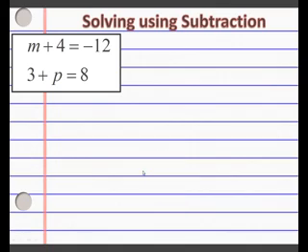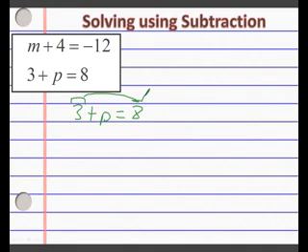So let's try this next problem here. 3 plus p equals 8. Now this time the p's on the right and the numbers on the left, but you're still going to work the problem the same way. I need to move this number over to the other side so I can know what p is.